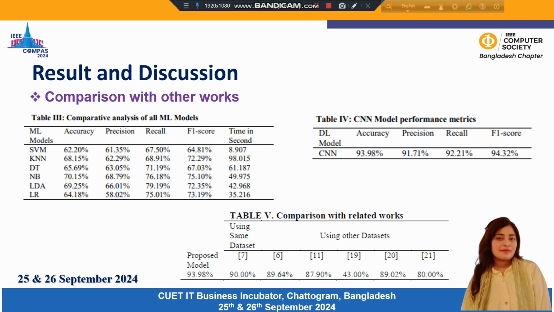In CNN model performance, the accuracy is 93.98%, the precision is 91.71%, the recall is 92.21%, and the F1 is 94.32%. If we compare our work with other datasets, then we can see that our proposed model has the highest accuracy with 93.98%, while the other datasets have accuracy below 93.